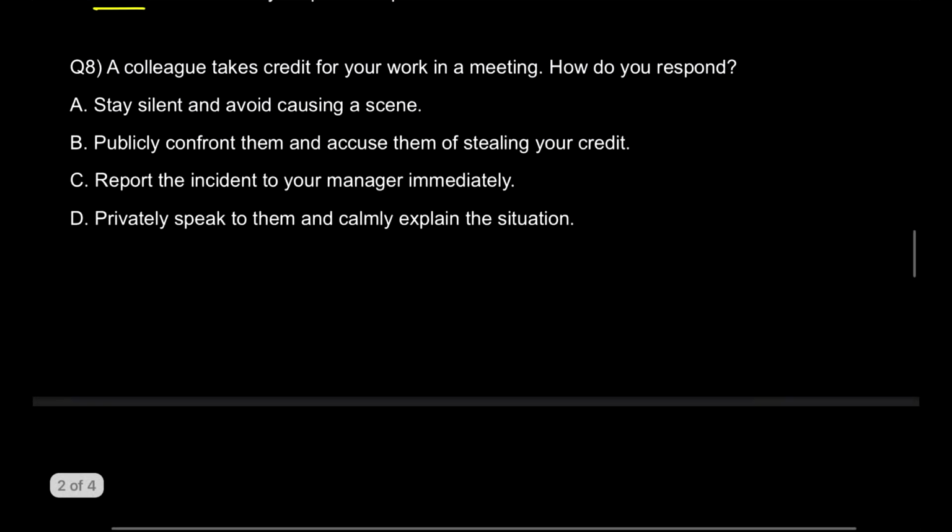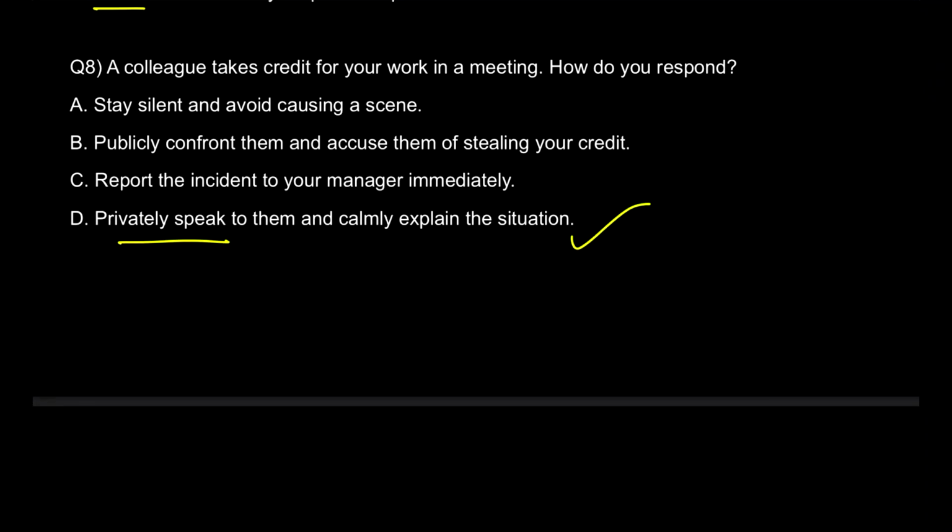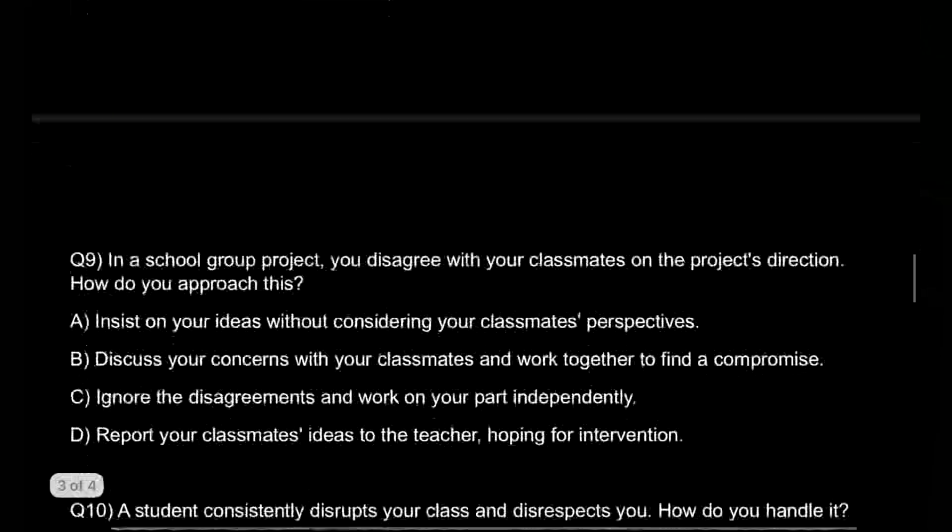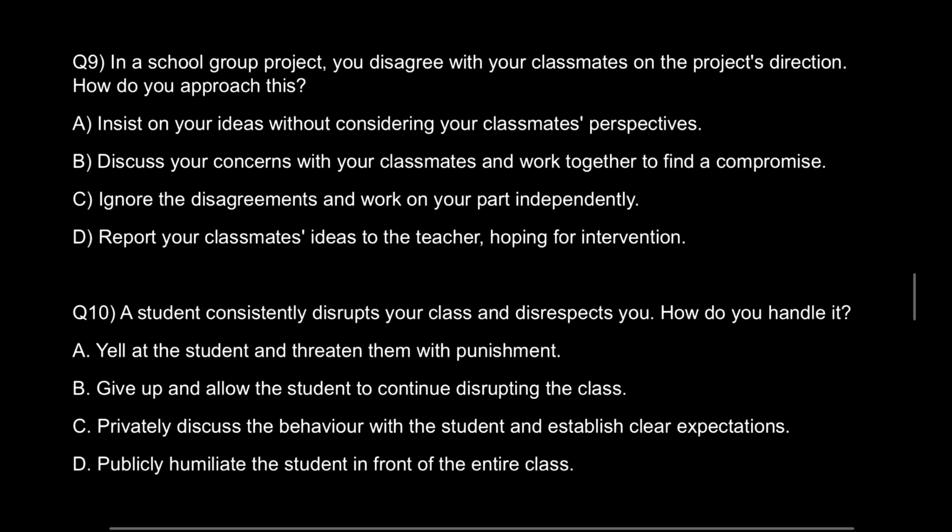Coming to the 8th question, a colleague takes credit for your work in a meeting. How would you respond? Of course, talking to them personally is the first stage of action which anyone should take, and therefore privately speaking is the best idea. अगर उसके बाद भी बात नहीं बनी, then you can report it to the manager, but not the first case. So the first action should not be C, should not be publicly confronting, and should not be staying silent also. As I said in the previous question, staying silent and ignoring the matter is not showing that you are an emotionally intelligent person, just in case you don't want to create a conflict.